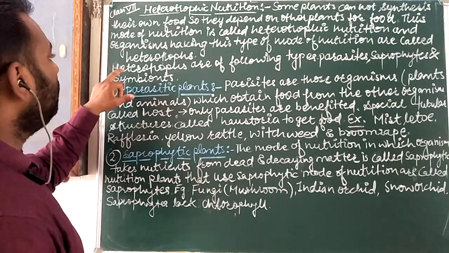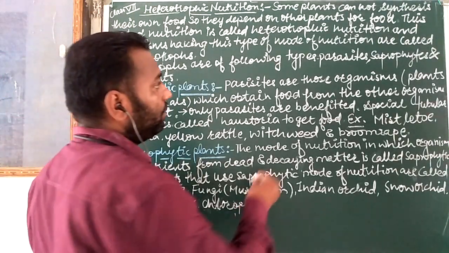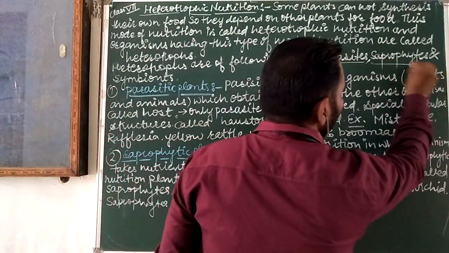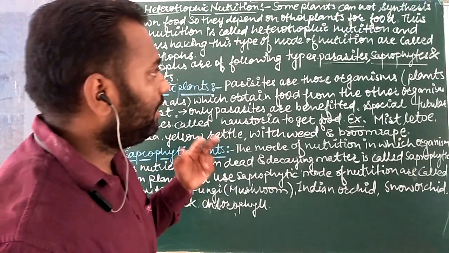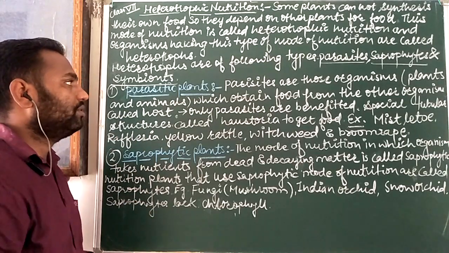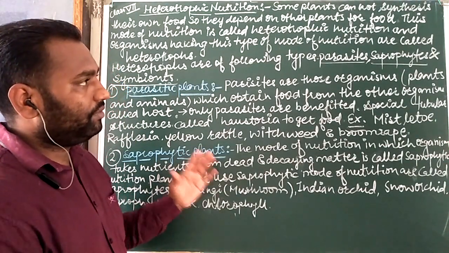Heterotrophs are of the following types. Heterotrophs are three types: parasites, saprophytes, and symbionts. These are the mainly three types in your book. So what are these terms? We will describe them here.